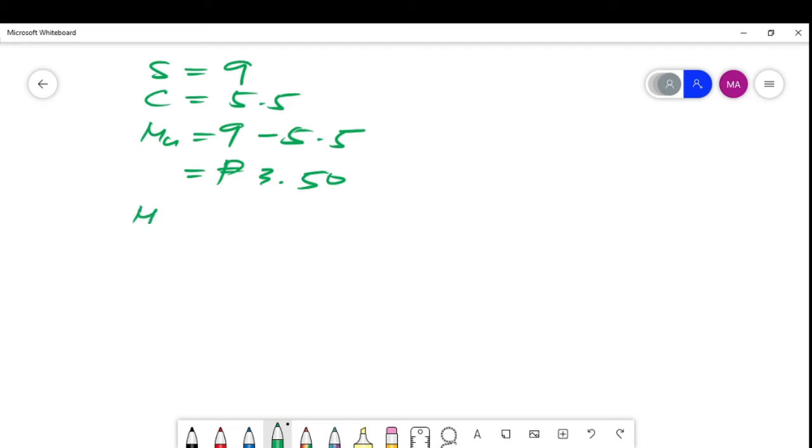Next, let us determine the markup based on cost. Markup rate based on cost. So the markup is 350 divided by cost because it is based on cost, and your cost is 550. So your markup rate will be 350 divided by 550. Markup rate will be 63.64%.